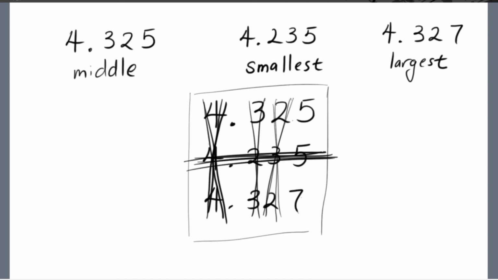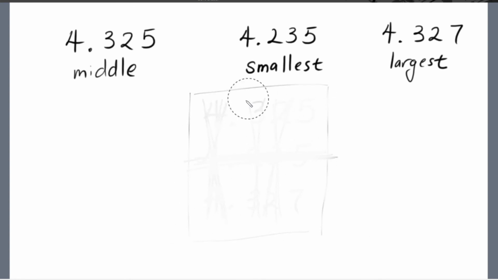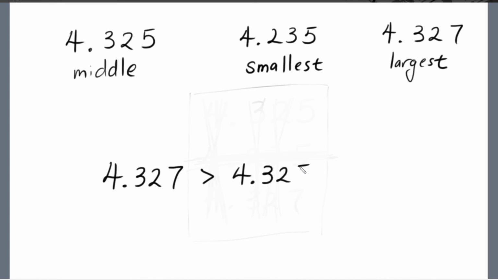So now I'm going to set up, after I erase this, I'm going to go ahead and set up my inequality. I'm going to say 4 and 327 thousandths is greater than 4 and 325 thousandths, which is greater than 4 and 235 thousandths.